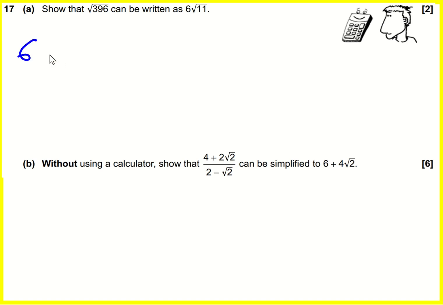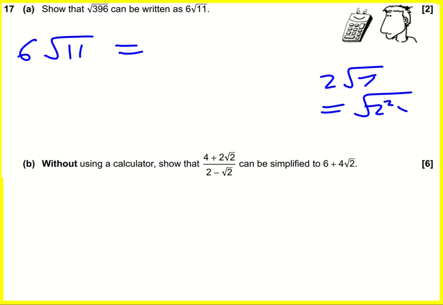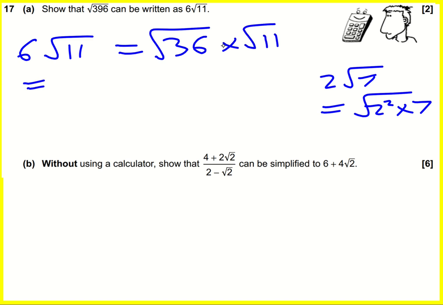If I've got 6 root 11, then there's a rule of surds, which means if I had 2 root 7, for example, you can bring the 2 inside the root if you square it. The long way of explaining it is that I can write 6 as root 36, which is root of 6 squared, and I can times that by root 11. That makes a bit more sense why I can bring it in but I have to square it.